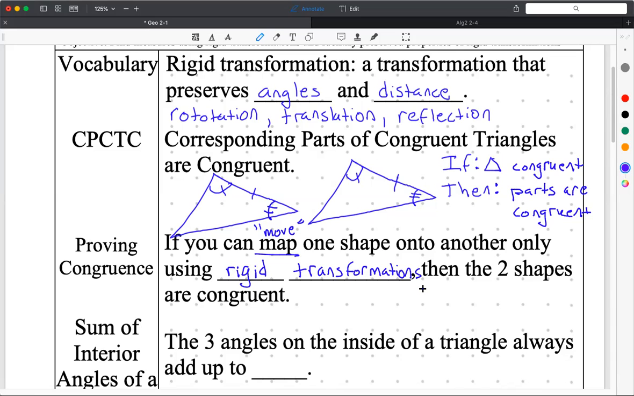If I use a dilation to get there, hey, they're not congruent. But if I only use reflection, only use rotation, only use translation, if I only use those three properties and I can get one shape exactly on top of the other and they perfectly match, then that will prove congruence.